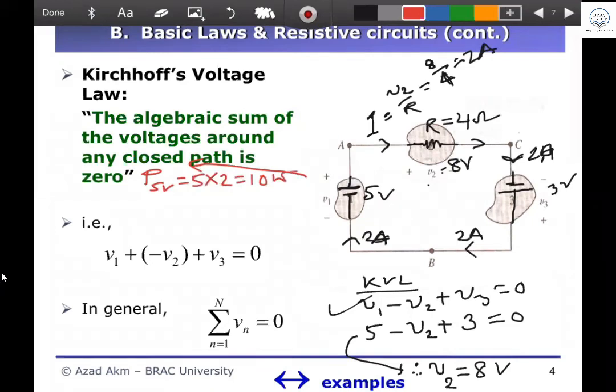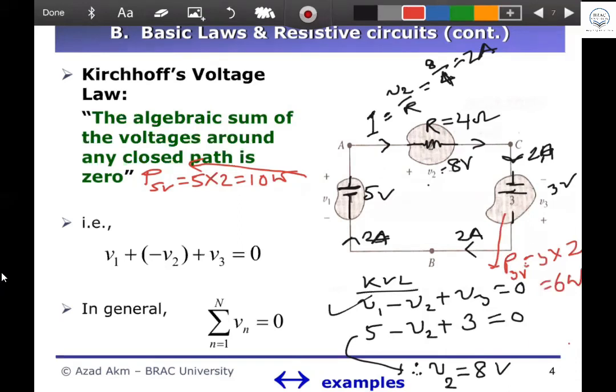And another one is this one, right? The other power is P 3 volt. What is the power? 6 watt. How did you get it? 3 into 2. Good. I'm just going to redraw it here. P3 volt equals 3 into 2, which means 6 watt. So this is 6 watt, and this is 10 watt.